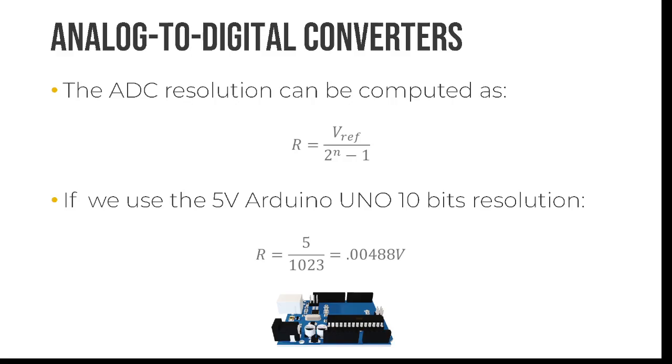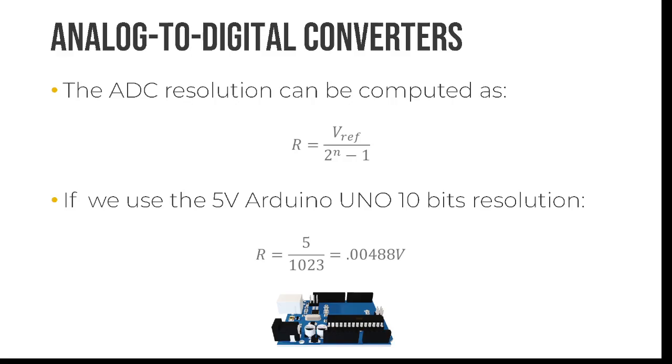But yes, how can we increase the resolution? Increasing the resolution means making this number smaller, right? How can we do that? What happens if I reduce the reference voltage? Instead of using 5, I use 1. It will increase, right? And if I increase the number of bits, which one increases the resolution faster? This one, right? Because it's an exponent. So one more bit will give you a lot more resolution, right?